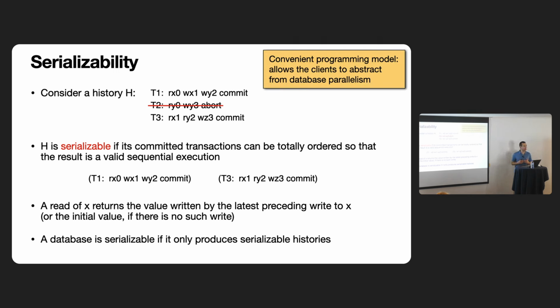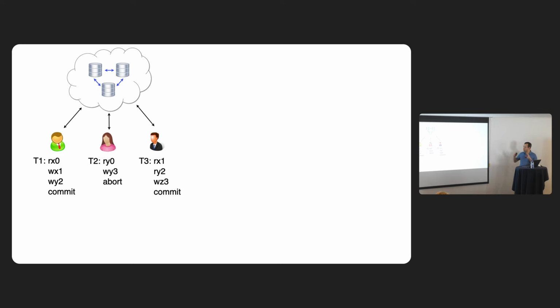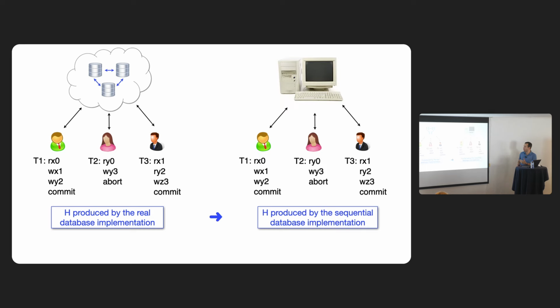Now, this is a very convenient programming model because it allows the clients of the database to completely abstract from the database parallelism. So I may have my super duper highly optimized database. Of course, it won't execute transactions sequentially. You know, you have multi-core machines, cloud, whatever, right? I get a guarantee. Serializability says that any history produced by this real optimized database implementation can also be produced by your grandfather's database that processes one transaction at a time. So transactions are processed completely sequentially.